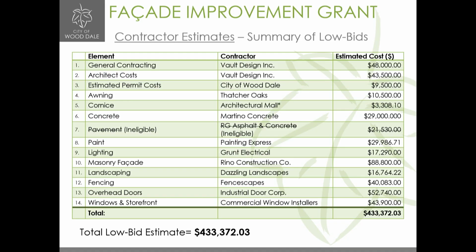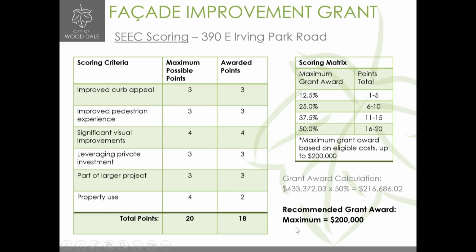This is the lower of the 2 quotes. That came out to $433,000. You will note that paving here is crossed out because it is an ineligible expense under the program. They will be doing the paving, but they are not able to request reimbursement from the facade program for that. The program allows up to 50% reimbursement, depending on the total points it was scored. The maximum possible points is 20. It was scored at an 18, which allows them this 50% reimbursement up to a maximum of $200,000.